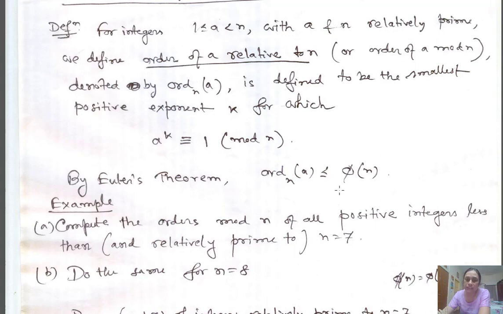Okay, this we have already stated, and this actually comes from the definition of order and Euler's theorem. Not only that, it can be proved that the order of a modulo n is actually a factor of phi n. It divides phi n. Another point to note: the order of an element a relative to n is defined only when a and n are co-prime, or relatively prime.